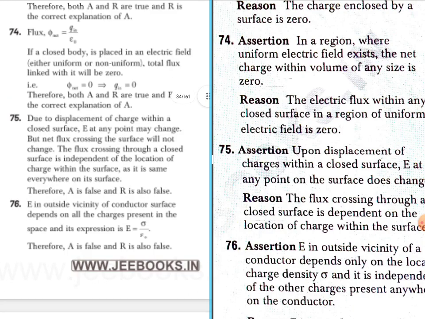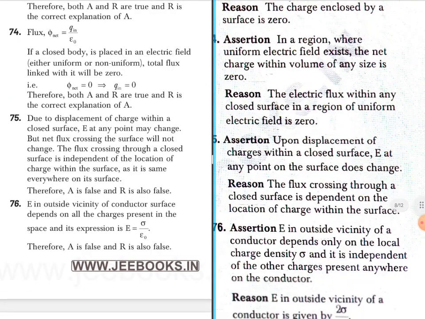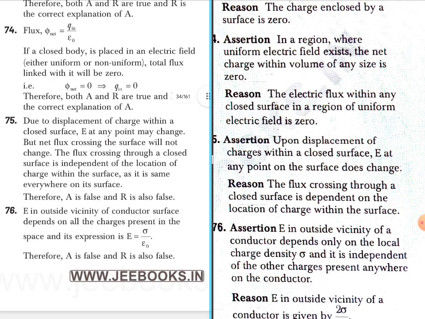75th question. Upon displacement of charges within the closed surface, E at any point on the surface does not change. Due to displacement of charge within the closed surface, E at any point may change, but the net flux crossing the surface will not change. The flux crossing the closed surface is independent of the location of the charge. The charge may be located anywhere inside. The flux will not change, but the electric field at that surface will definitely change depending on its position.